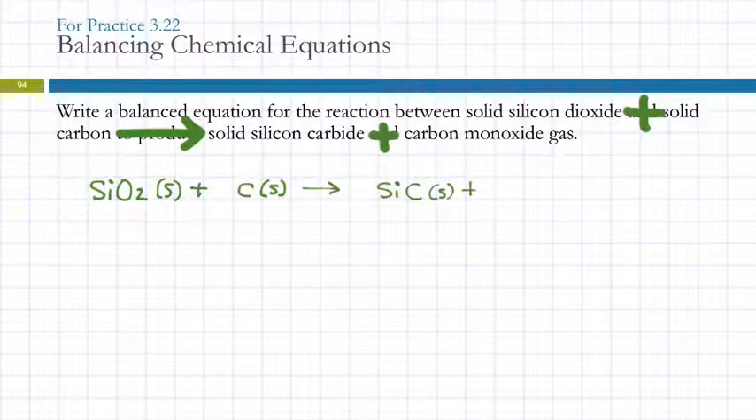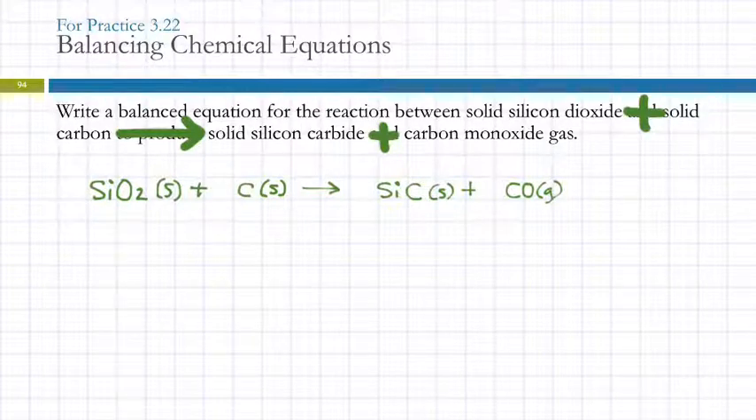And carbon monoxide gas. What's the formula? CO. And that's a gas. So we've got our skeleton. Now we need to make sure that we've got the same number of atoms of each element on each side. So here we've got carbon all by itself. That's one we're probably going to leave to the end.